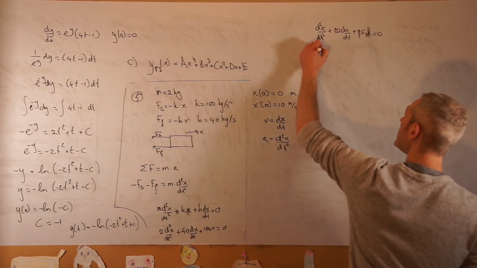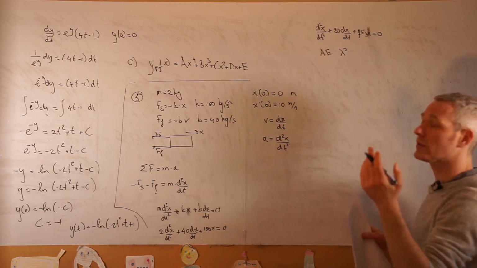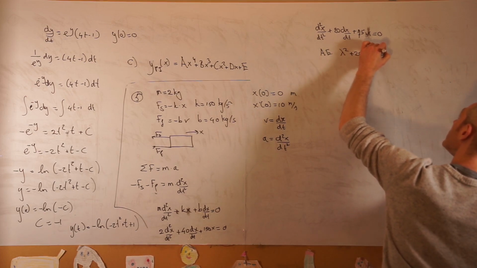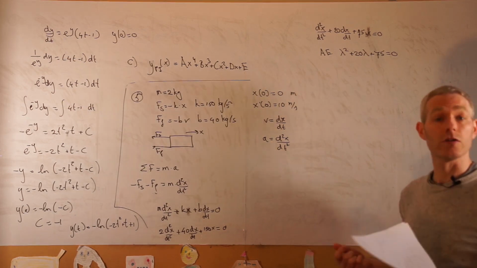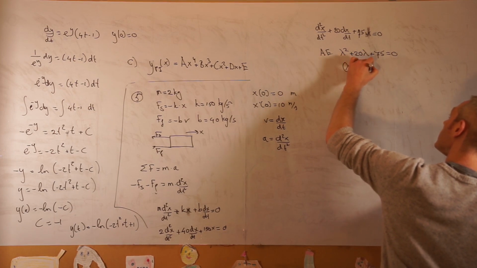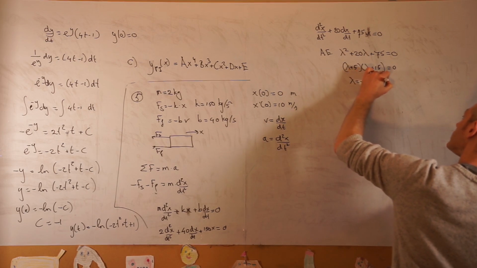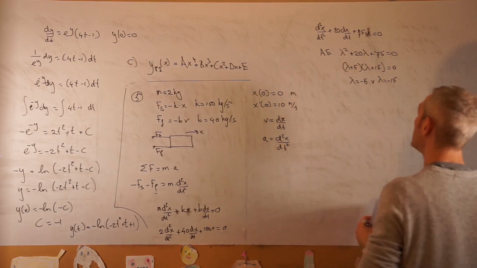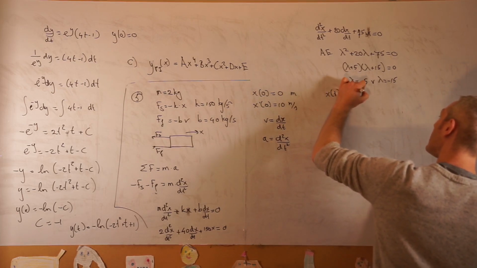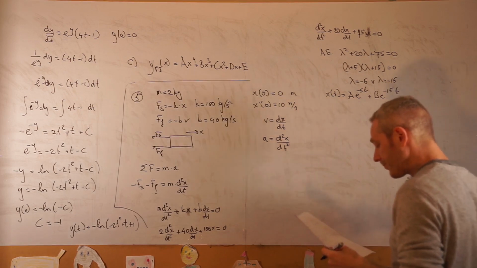So to solve it, we calculate the auxiliary equation, which is lambda squared. The book uses k, but I use a lambda. It doesn't really matter. Plus 20 lambda plus 75 is equal to 0. Now you can use the ABC formula for this, but this is lambda plus 5 times lambda plus 15 is equal to 0. So lambda is equal to minus 5, or lambda is equal to minus 15, and our solution is x of t is equal to some constant e to the power of minus 5t plus another constant e to the power of minus 15t.